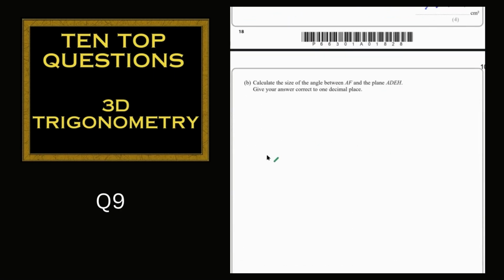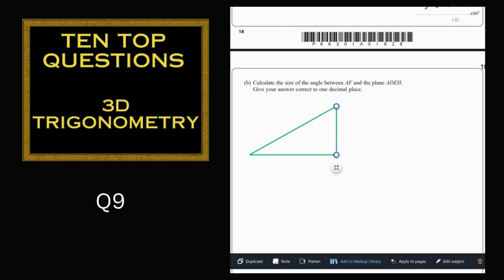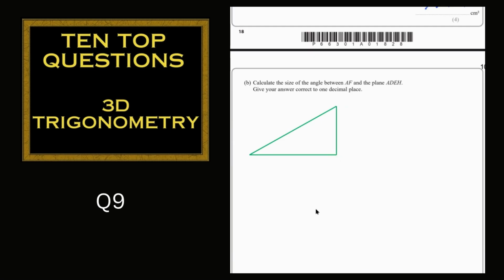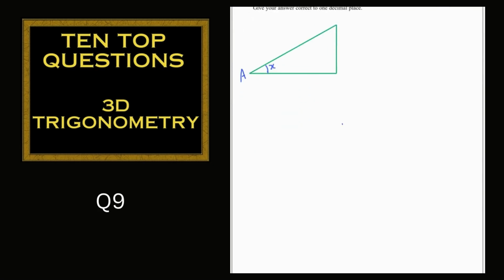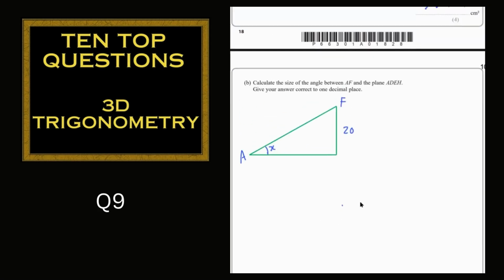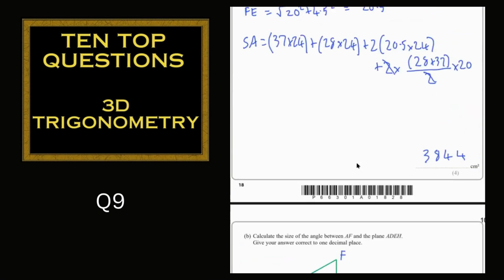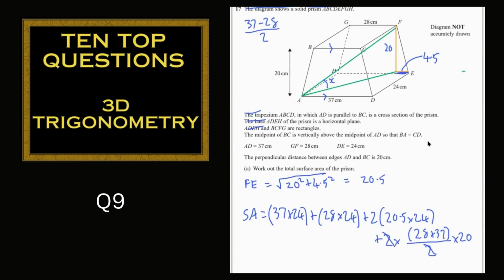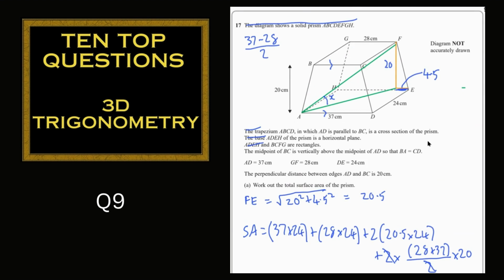As I always recommend, let's make a sketch and let's see where we are in the problem. Again, sketches don't need to be good, accurate, as long as you know what you're doing. That's the angle we're after. The opposite was 20. That's F. It'd be nice if we knew one of the other two sides. Let's have a little stare at the diagram. Can we find any of the other two sides?